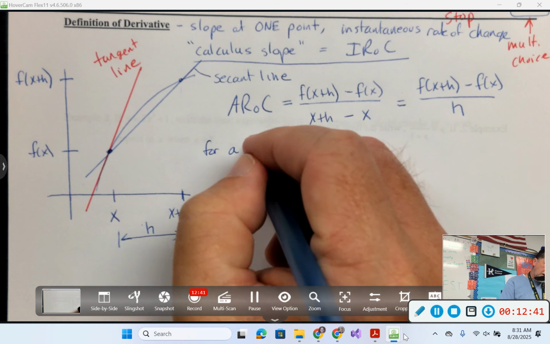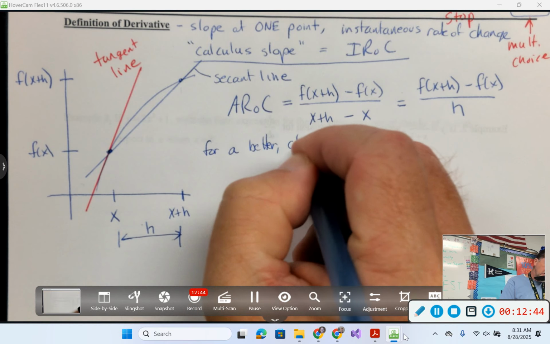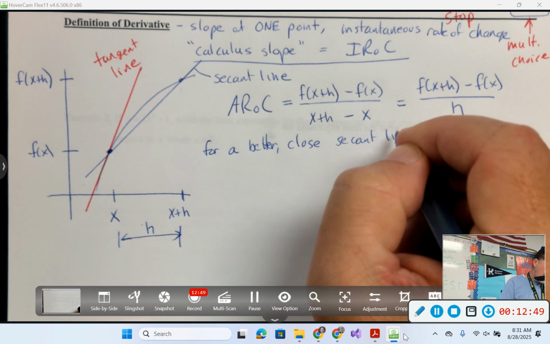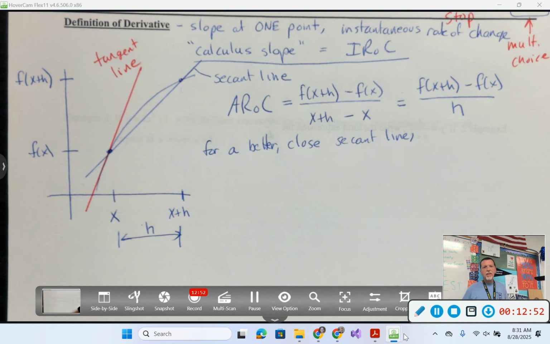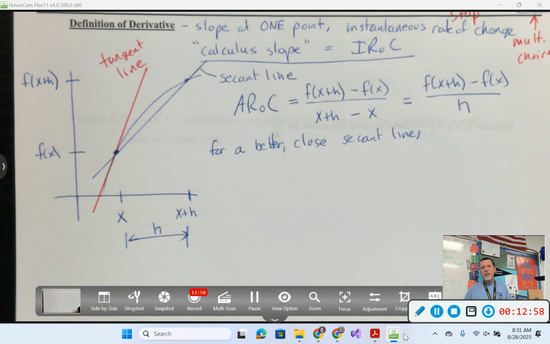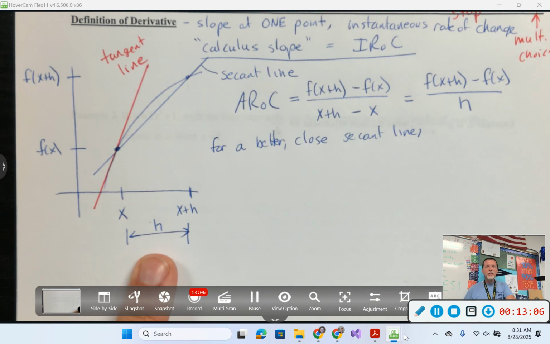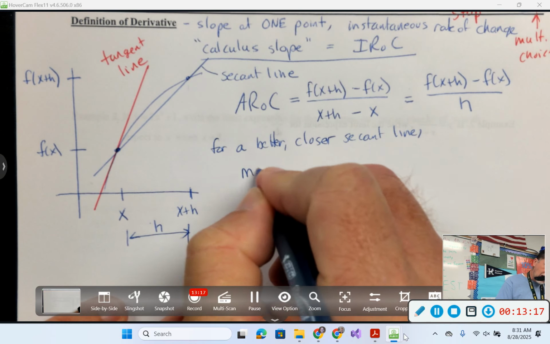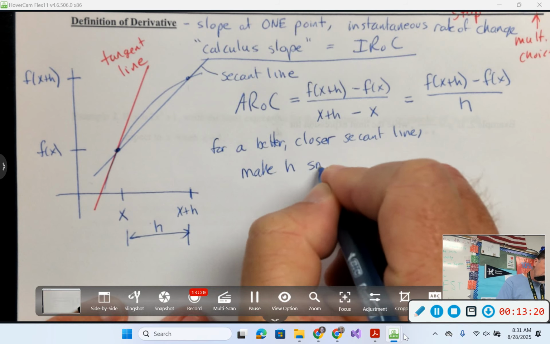Let's see, for a better, closer secant line. Which variable, I got lots of letters on there, which variable could I adjust to make my secant line get closer to my tangent line? Somebody say it. What could I do with h that would push my secant line closer to my tangent line? Yeah, reduce it, make it smaller. Exactly. So for a better, closer secant line, let's make h smaller.